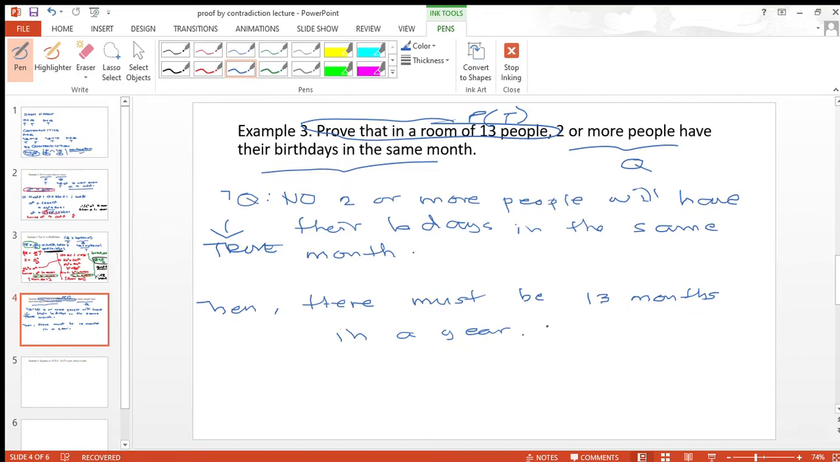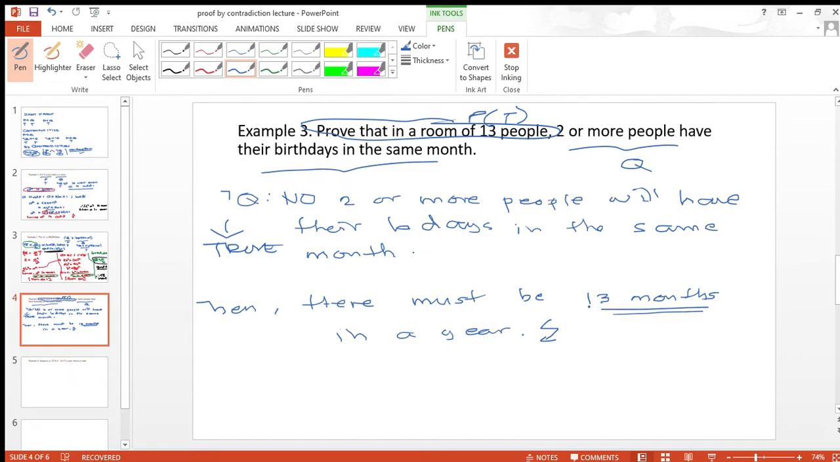What we will do is distribute them one person per month so that no month is doubled. But since 13 people are involved, you need 13 months to be able to distribute them per month. But the reality is we only have 12 months. So there you will find your contradiction.